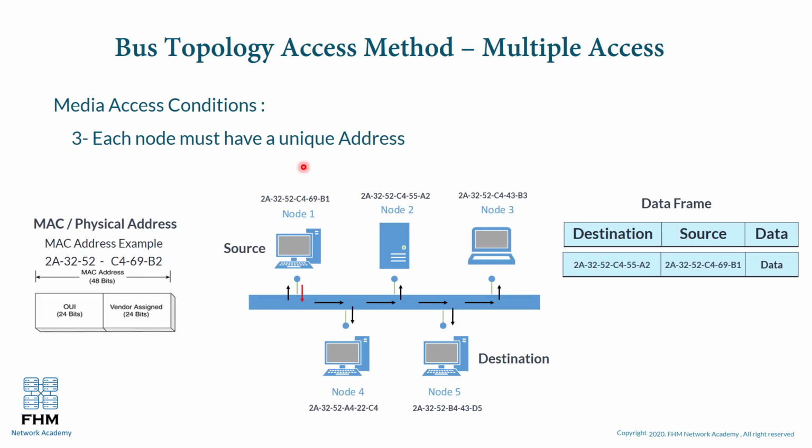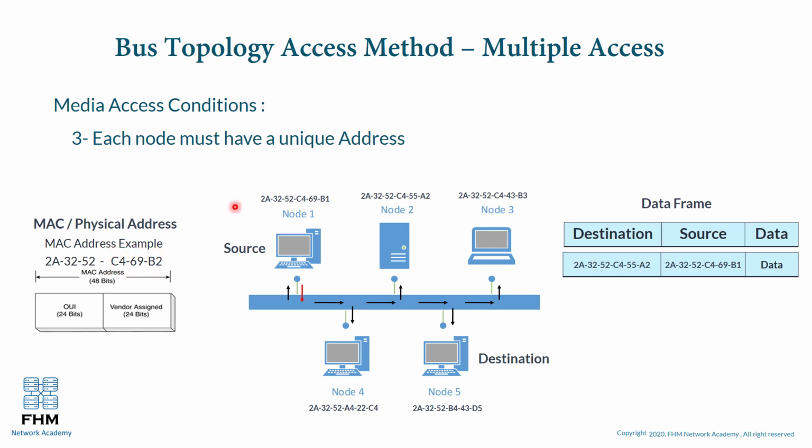The third condition for accessing the media, as I mentioned earlier, is that each node must have a unique address. In the network components training video, we talked about the physical address and its characteristics. You know that we have a hexadecimal address which is written on the network interface card, and it must be unique all around the world. The first part of this address is called the organizationally unique identifier, and the second part is a random address which is assigned by the vendor.